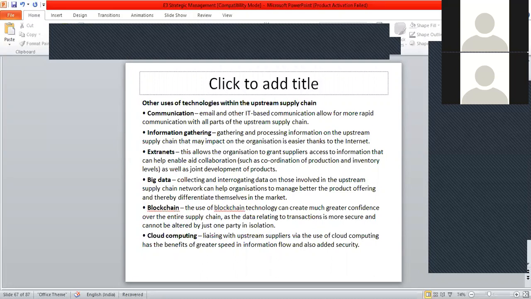By way of collecting and interrogating data on those involved in the upstream supply chain network can help the organization when they have large volume of data. Maybe geographically larger, let's say the entire state is considered, sometimes the entire country, a particular region is considered, north, south, west, east, something like that. The data which is collected, if it is large in size, then analyzing that large volume of data is a time consuming and complicated activity.